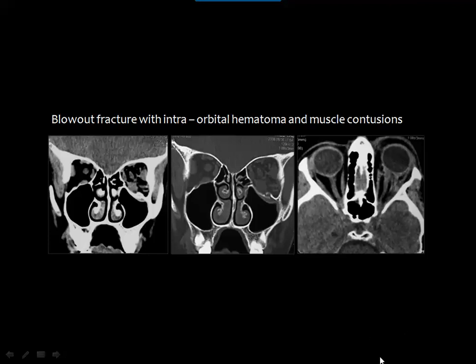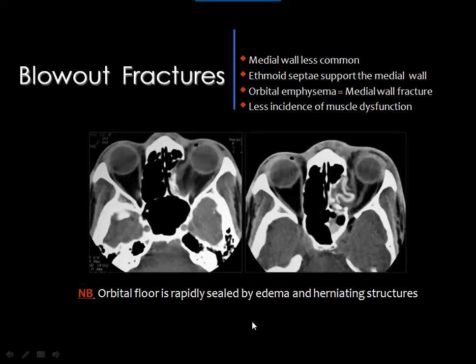Sometimes you get rupture of the orbital floor, and the inferior rectus muscle is well above the fracture site, but it is diffusely swollen, and this is due to contusion or hemorrhage. Then if you look carefully, you will see that the lateral rectus and the inferior rectus are swollen, and this is because of post-traumatic muscle contusion.